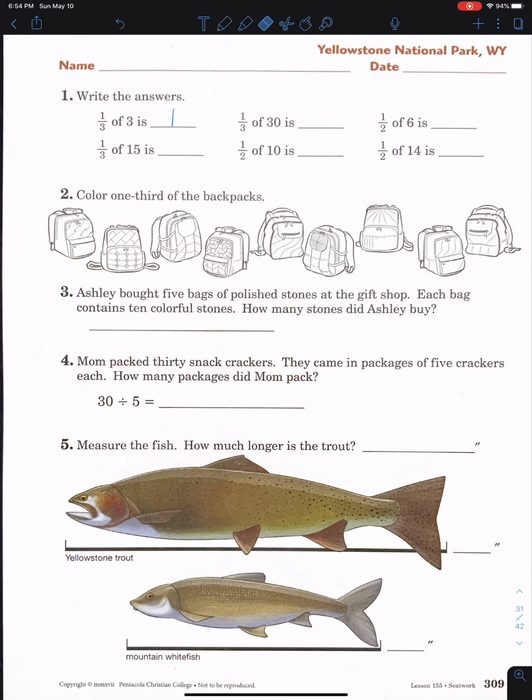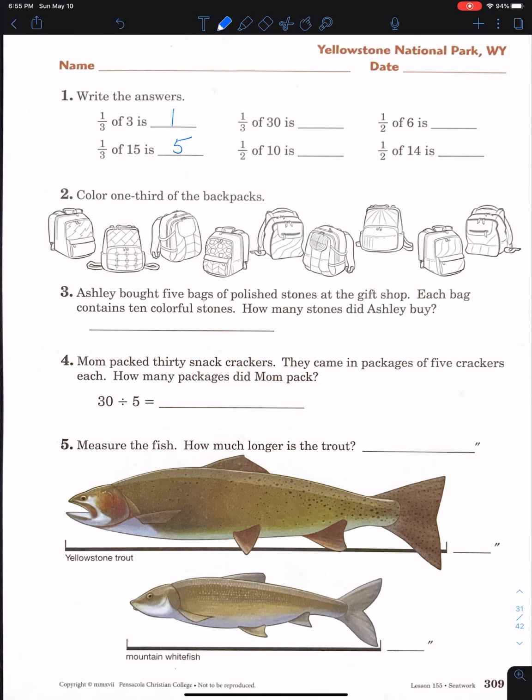All right, the next one wants you to tell them 1/3 of 15. If we have 15 fishing poles and we divide them into 3 equal groups, one of those groups will tell us how much is 1/3 of 15. So what is 15 divided into 3 equal groups? Yeah, it's 5. So 1/3 of 15 equals 5.